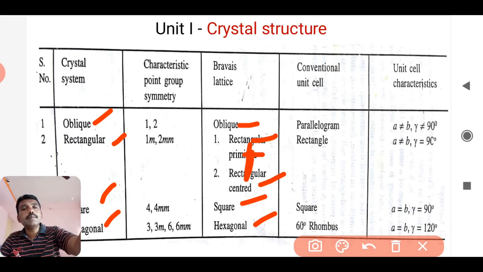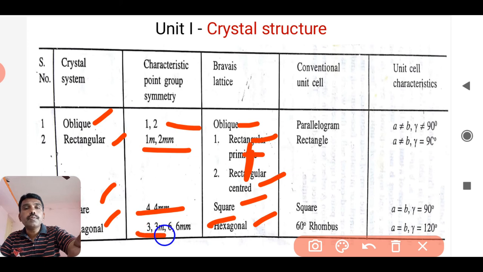If you look at examples for these characteristic point groups, oblique contains 1 and 2, the type of point groups we saw at the beginning. For the rectangular primitive it comes 1m and 2mm. For the square it is going to be 4mm. These are the point groups that come under this example for the square. And as far as the hexagonal type is concerned, there are possible point groups or symmetries going to be there.